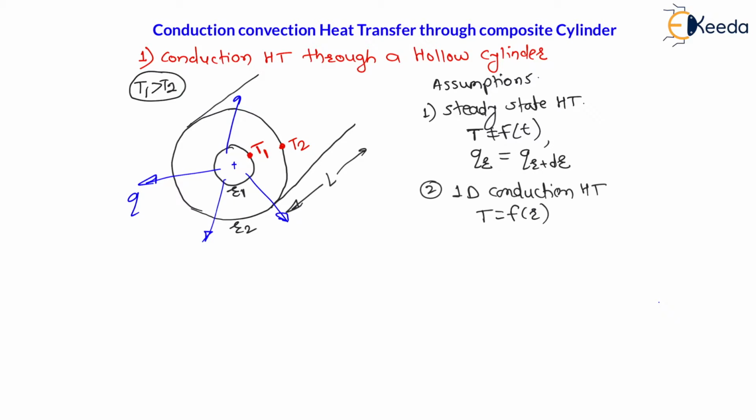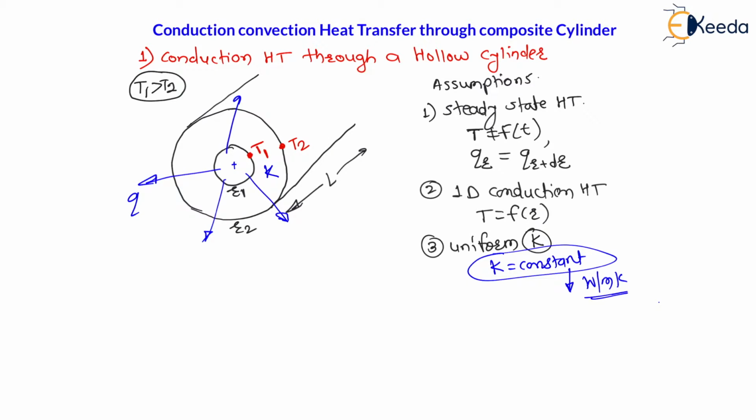Then the third assumption is uniform thermal conductivity K. Here this cylinder material will be having some thermal conductivity value K, right? And the thermal conductivity of this cylinder will be constant, that is uniform at every location. With respect to change in temperature, this thermal conductivity is not changing, it is a constant value. This is our assumption. Now my dear students, this thermal conductivity is having unit of watt per meter Kelvin, right? Now these are the few assumptions. By using these assumptions we are doing analysis over here. So let us go for analysis.